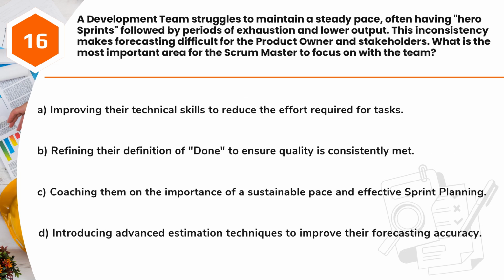Question 16. A development team struggles to maintain a steady pace, often having hero sprints followed by periods of exhaustion and lower output. This inconsistency makes forecasting difficult for the product owner and stakeholders. What is the most important area for the Scrum Master to focus on with the team? A. Improving their technical skills to reduce the effort required for tasks. B. Refining their definition of done to ensure quality is consistently met. C. Coaching them on the importance of a sustainable pace and effective sprint planning. D. Introducing advanced estimation techniques to improve their forecasting accuracy.